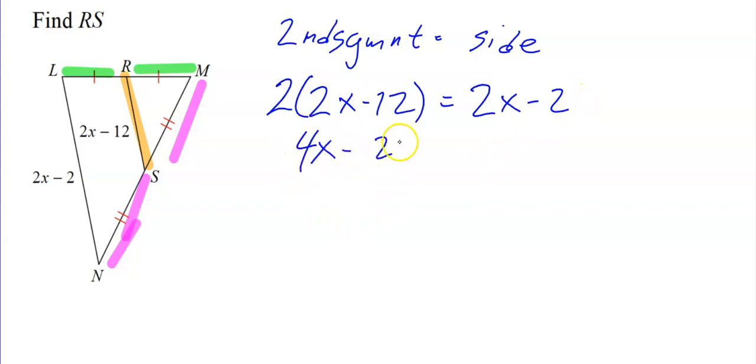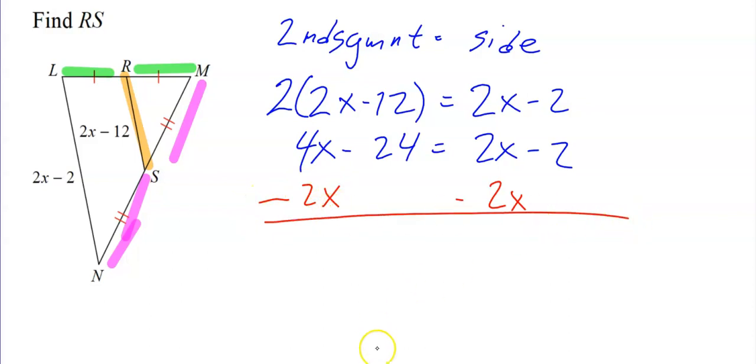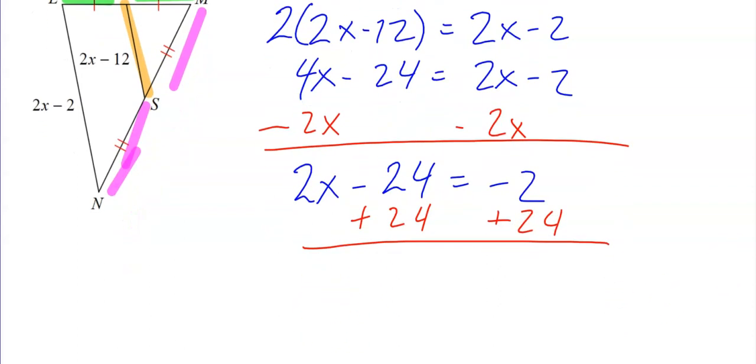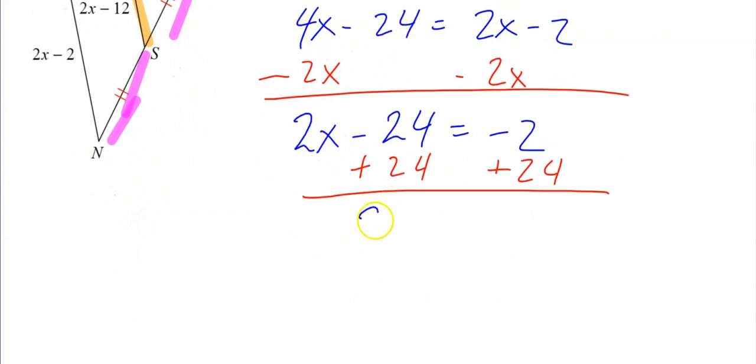So 4x minus 24 equals 2x minus 2. Let's get the x's on one side, so I'm going to subtract 2x from both sides. So 2x minus 24 equals negative 2. Continue to get x by itself. Add 24 to both sides. So 2x equals 22. By the way, it's not always going to be 11, just so you know.